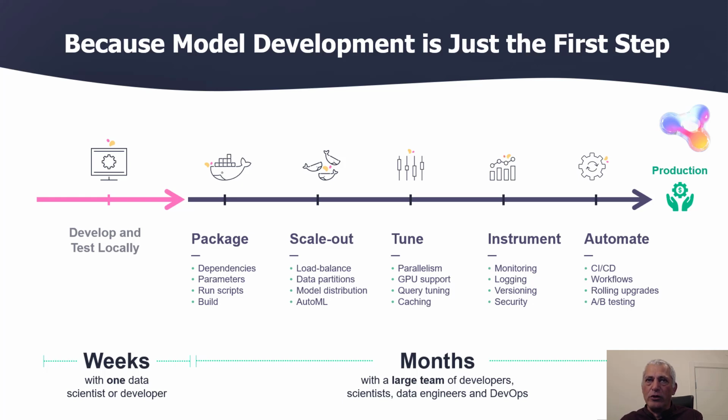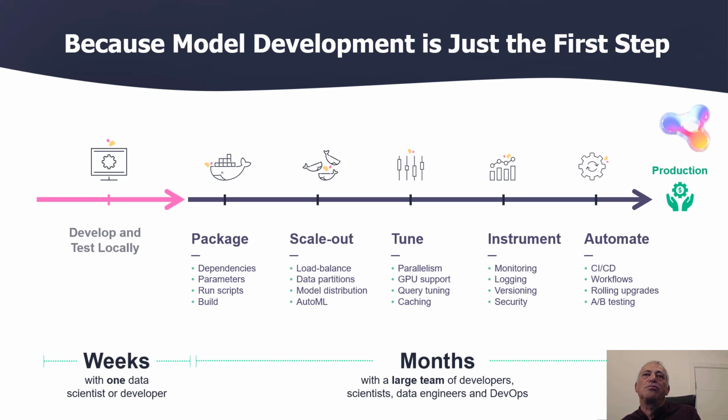For example, using GPUs or applying caching or parallelism at your work, tuning your queries on the data, and so on. So this is another set of work items that are usually not done by the data scientists. They're done by data engineers, DevOps, and so on.